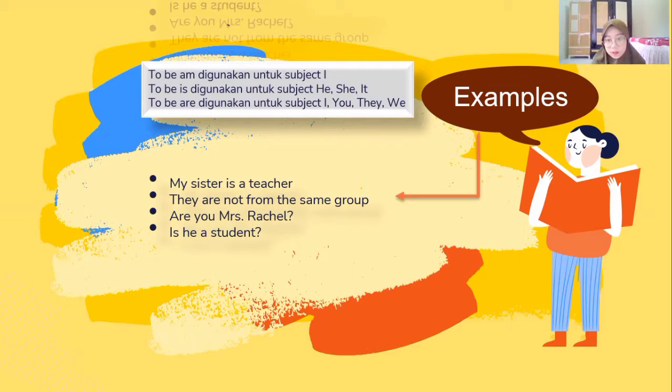Dan contoh berikutnya adalah they are not from the same group. They di sini menggunakan to be are. So kalimatnya benar ya. Jadi they are not from the same group. Untuk yang berikutnya adalah are you Mrs. Rachel? Untuk you itu to be-nya menggunakan are. Dan the last one is he a student? He menggunakan to be is. Itu yang ada di sini.